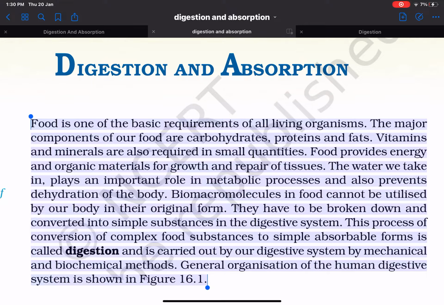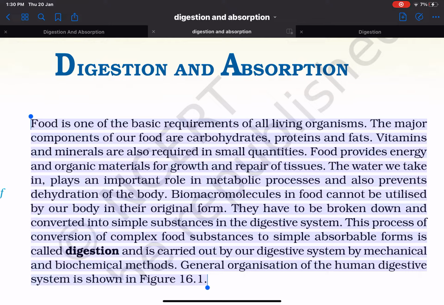Food is one of the basic requirements of all living organisms. The major components of our food are carbohydrates, proteins and fats. Vitamins and minerals are also required in small quantities. Food provides energy and organic materials for growth and repair of tissues. The water we take in plays an important role in metabolic processes and also prevents dehydration of the body.